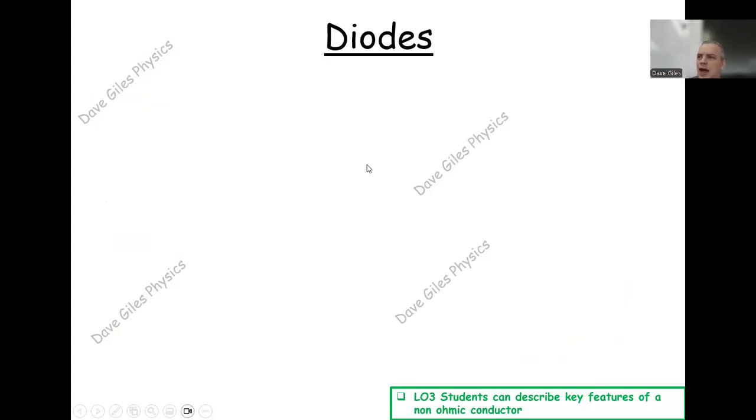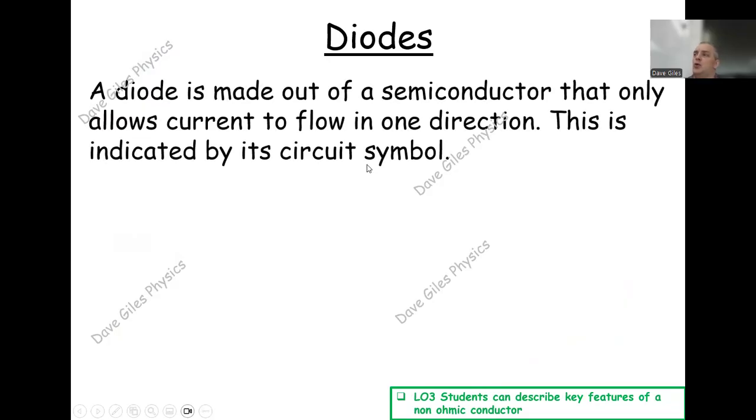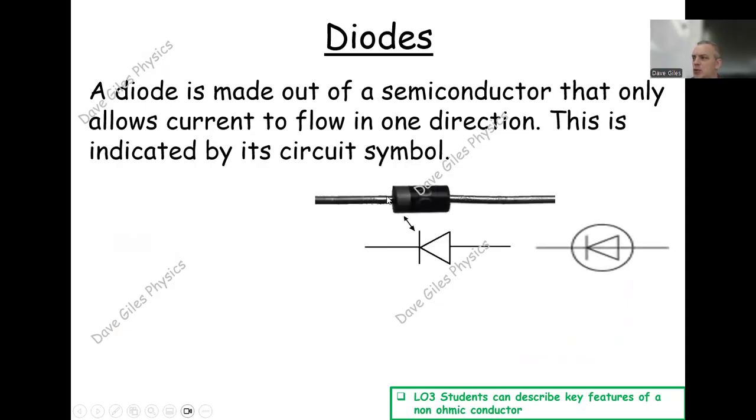Next one we're going to look at is a diode. The semiconductor allows current to flow in one direction. It's indicated by its symbol here. This is an actual diode, and you can see it's black one end, and there's a short grey band at one end. And this here is the symbol for a diode. Sometimes you might see it with a circle around it as well.